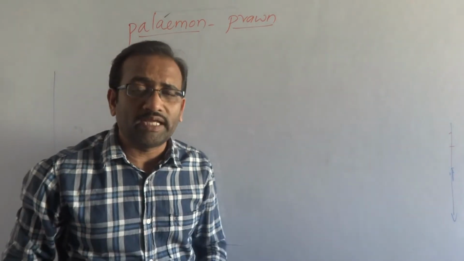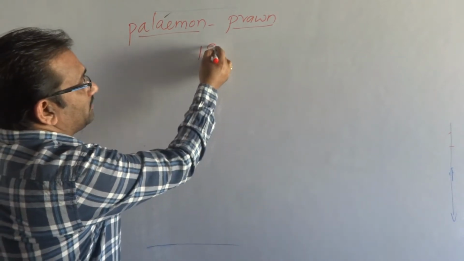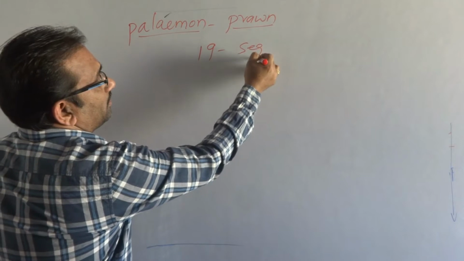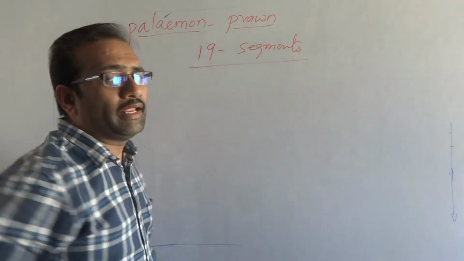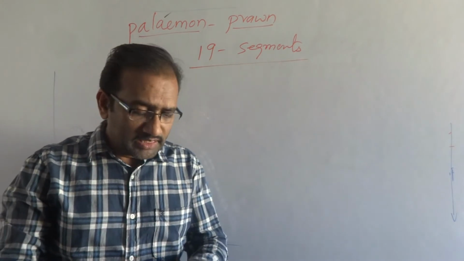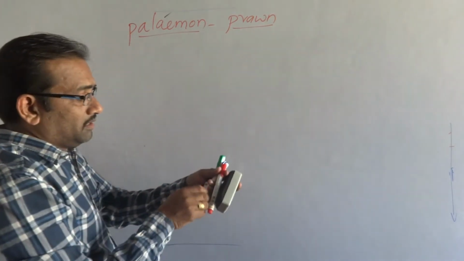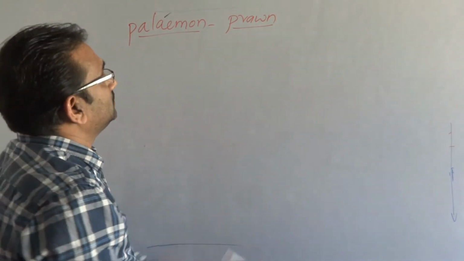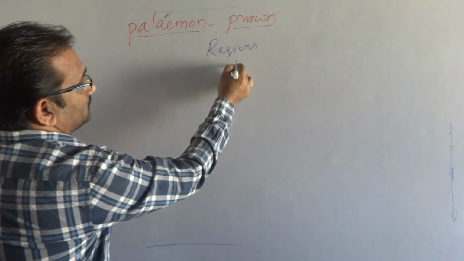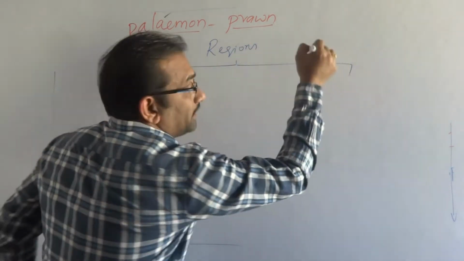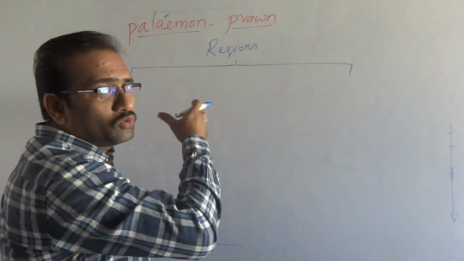The total number of segments on the body of Palaemon. There are 19 segments on the Palaemon body. These 19 segments are arranged in two regions. The total body of a Palaemon prawn is divided into two regions.